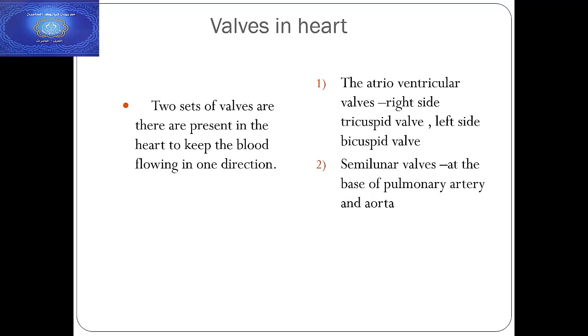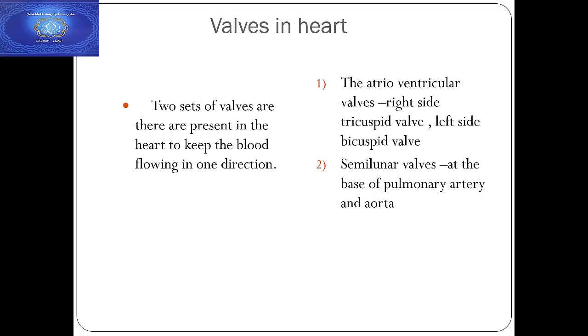Now we have to look into valves in the heart. There are many valves in the heart. Why do we need the valves? Because the heart pumps the blood only in one direction and it never goes back to the place which it came from and never mixes up. So there are 2 sets of valves in the heart to prevent the backflow of the blood and to keep the blood flowing in one direction.